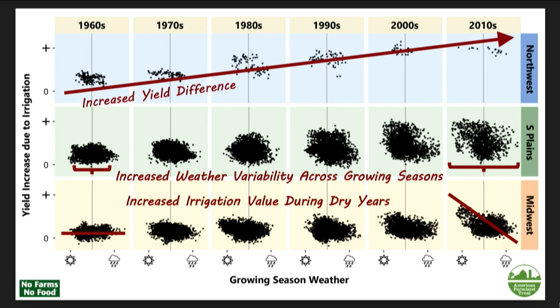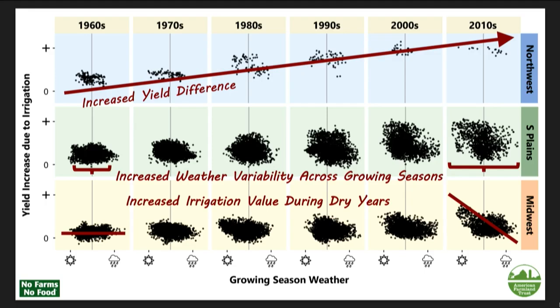The second row here is increased weather variability across growing seasons. So we're seeing more spread in those dots from the left and right. And I want to point out that all of these trends are not just specific to one region. This is across the country. This is literally the visualization of what you just heard in the last panel about how weather extremes are becoming more and more common. We're seeing the spread across that x-axis in all of the regions across the decades.